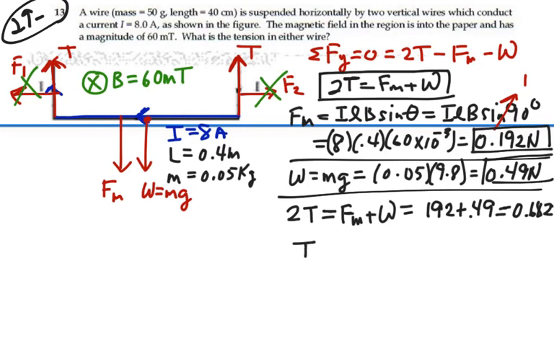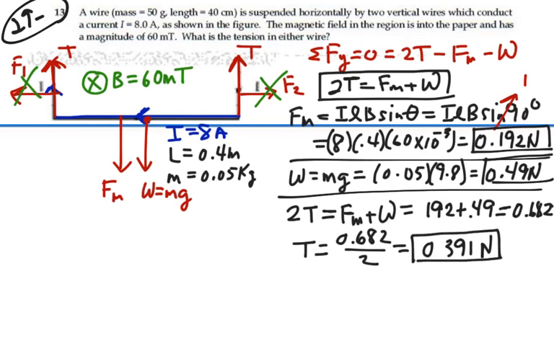So the tension is going to be equal to 0.682 divided by 2 as we solve this. So that's going to be 0.391 newtons. So that is the tension in either cord, 0.391 newtons. Oops, 0.341 newtons. 8 divided by 2 is 4. So 0.341 newtons is our answer.